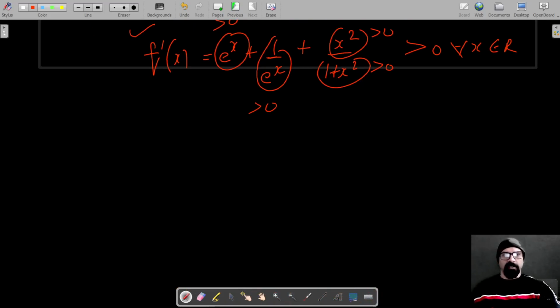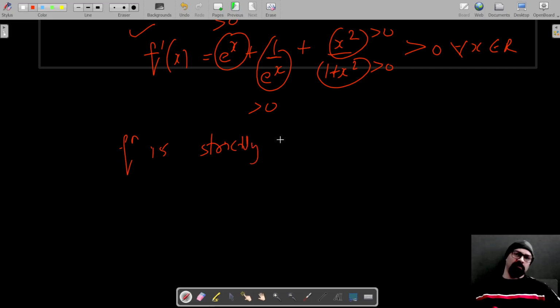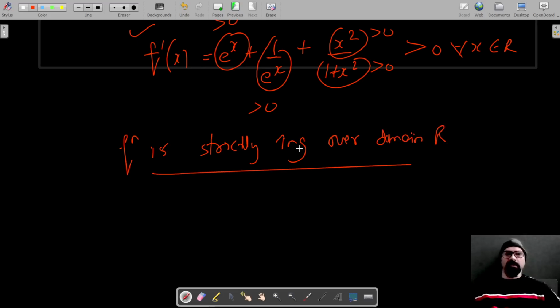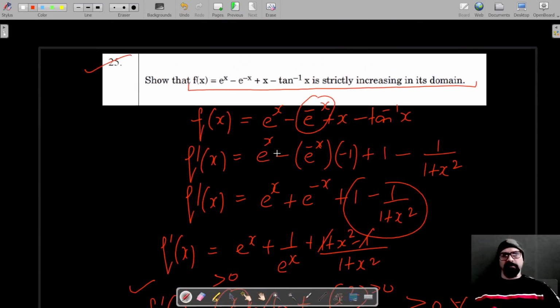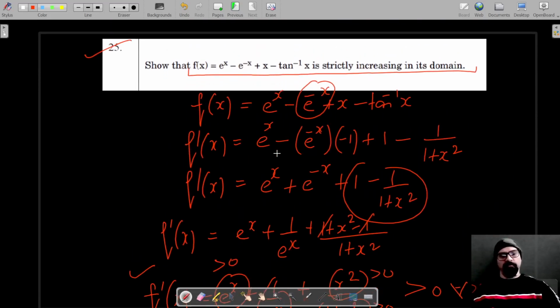So finally, I can write that f is strictly increasing over its domain R. So this function is strictly increasing over domain R. So this is a strictly increasing function for all real numbers. Moving on to question number 26.